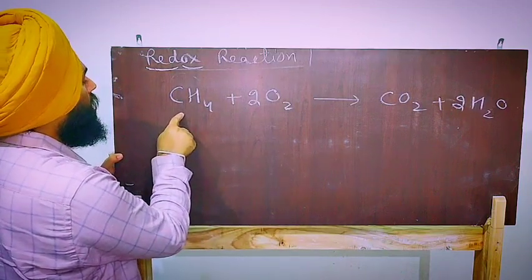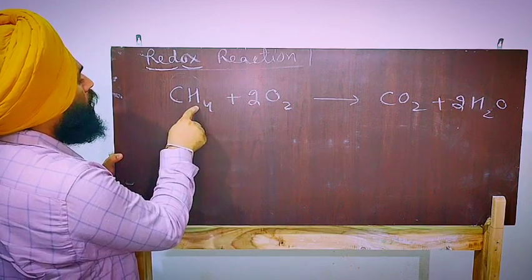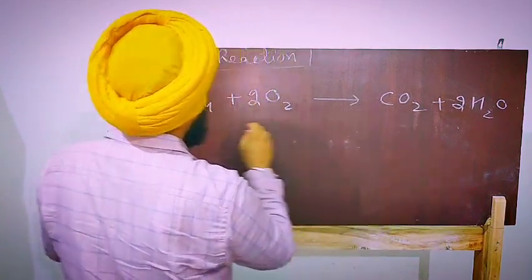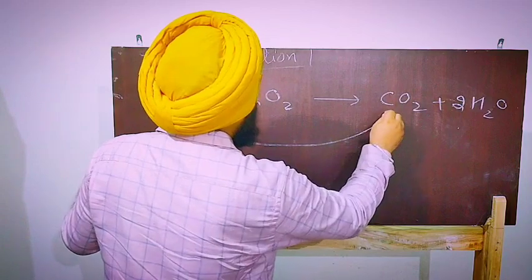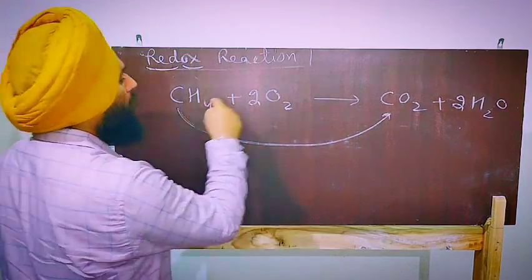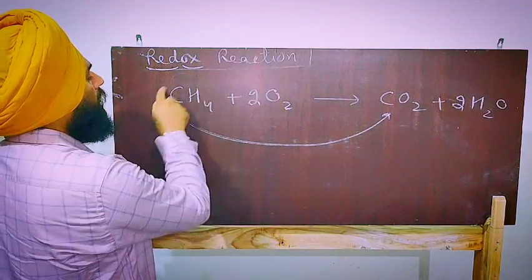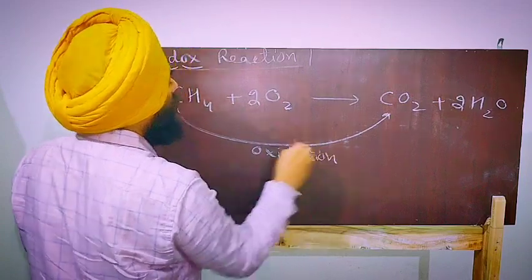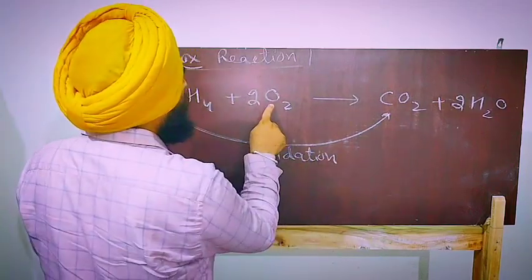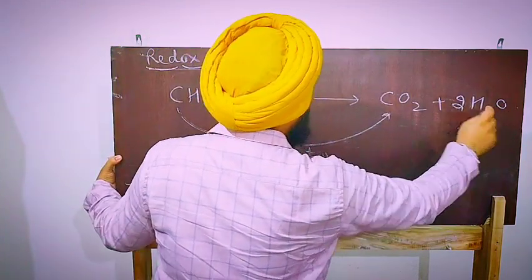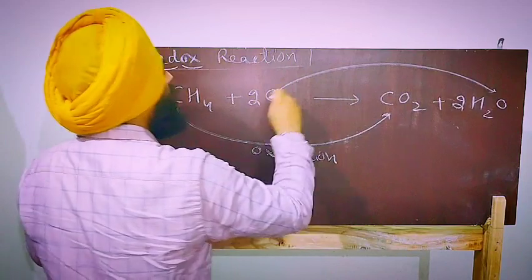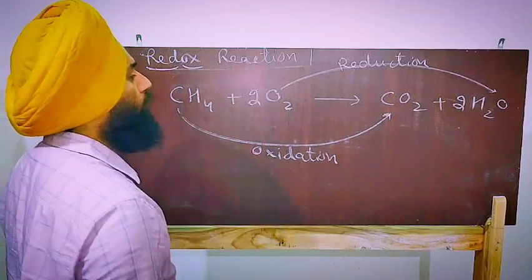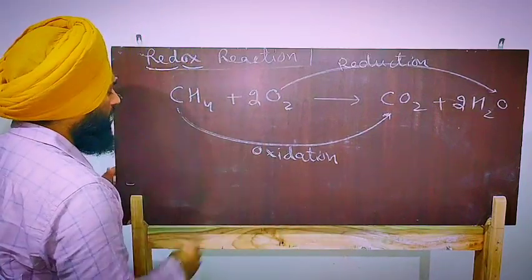In this reaction, on the reactant side hydrogen is attached to carbon, but on the product side carbon is linked to oxygen. This means hydrogen is removed and oxygen is added, hence methane is oxidized. But in oxygen, hydrogen is added to oxygen, hence oxygen is reduced in this reaction.